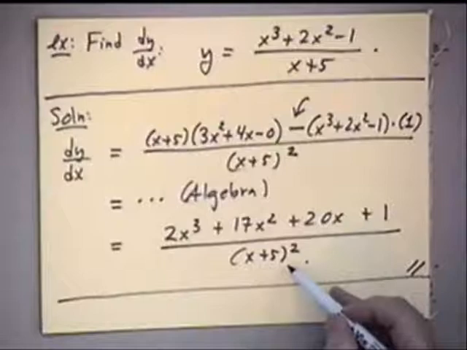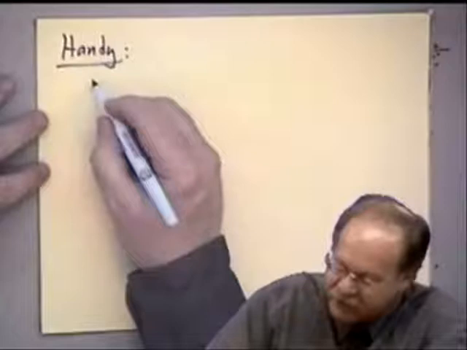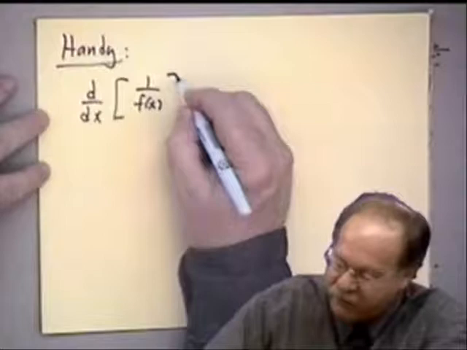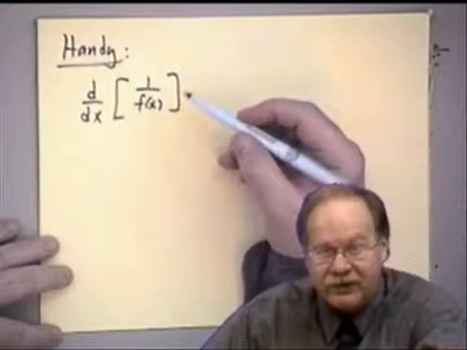One more note on the quotient rule before I leave it. There is a handy fact that's worth noting. Sometimes we're interested in finding the derivative of 1 over a function, 1 over f of x, the reciprocal of the function. Now, this is a quotient, but it's a particularly simple quotient. It's a quotient where the top function is a constant. So you would expect that the quotient rule applied to this somehow ought to simplify out. Well, let's do it here in general so we'll be able to remember it.